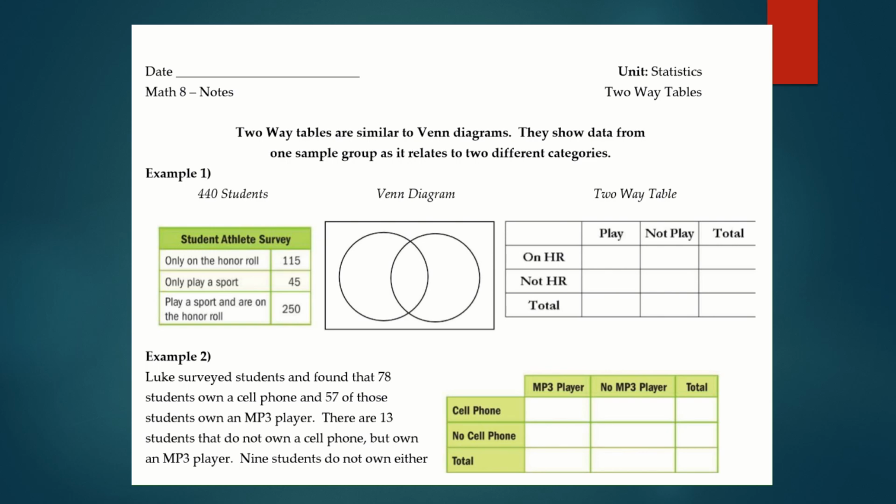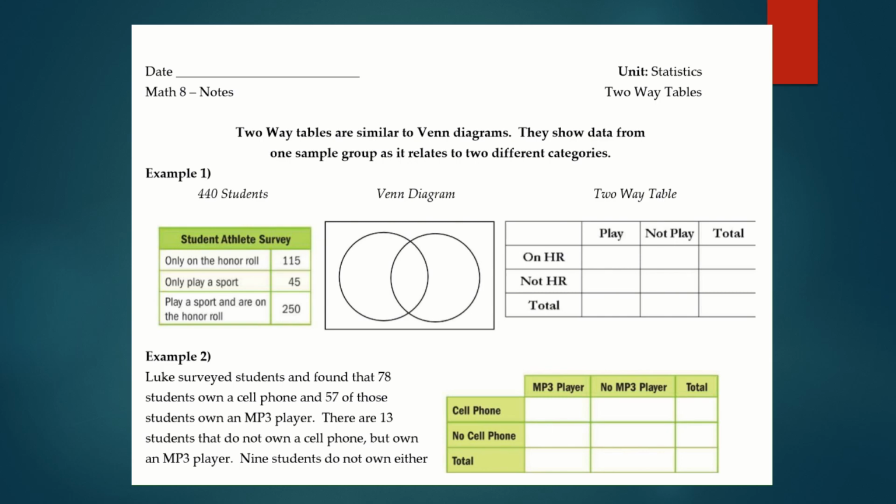So if we take a look at the table, of the 440 students, 115 of those students are only on the honor roll. They do not play a sport, they're strictly on the honor roll. Of the 440 students, 45 of them only play a sport. They are not on the honor roll. And 250 of those students play a sport and are on the honor roll.